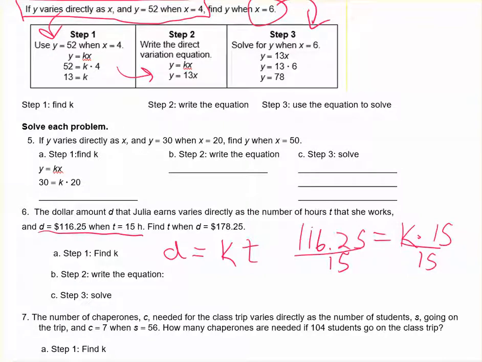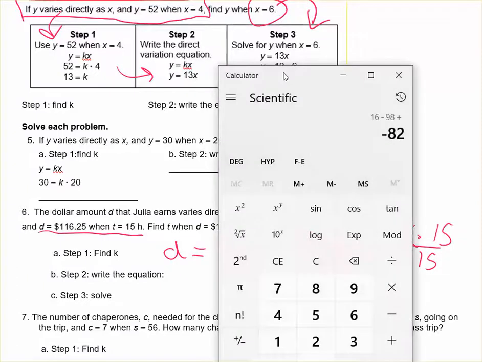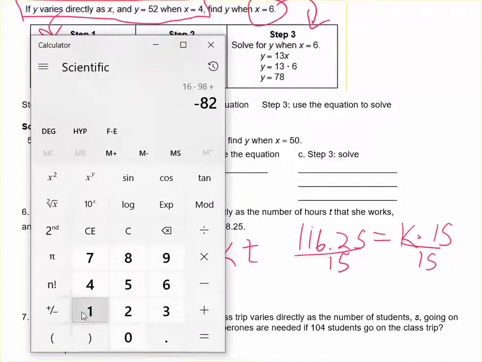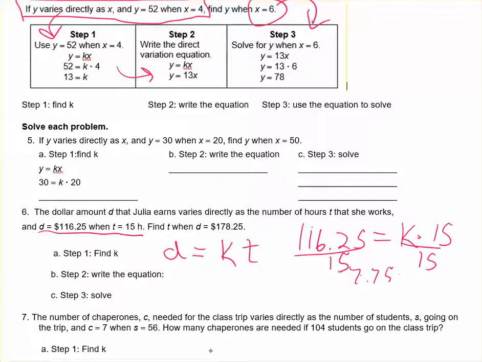All right. 116.25, and divide that by 15. And this will, oops, it looks like I had some other stuff saved on my calculator. Try that again. So 7.75 is K. All right, so that's part A. We've done that, that's part A.